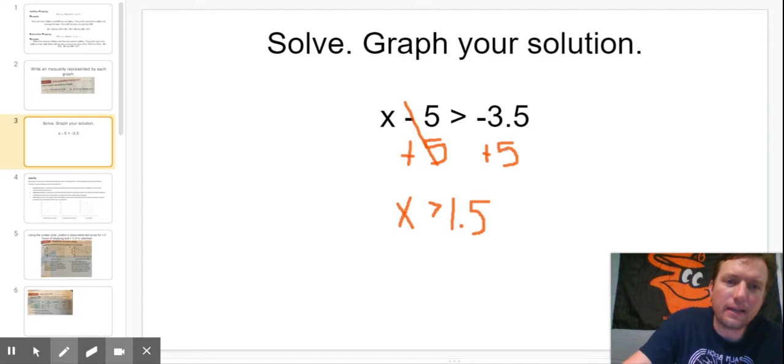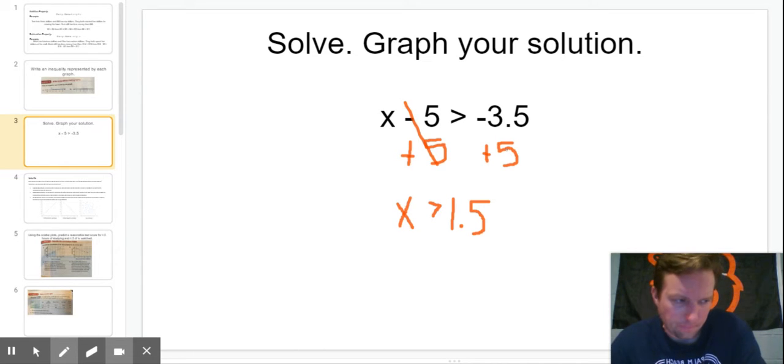Now, the second thing that you have to do is it says graph your solution. Now, again, because this does not include an equal sign, greater than or equal to 1.5, our dot is going to be open to show that it does not include this 1.5.